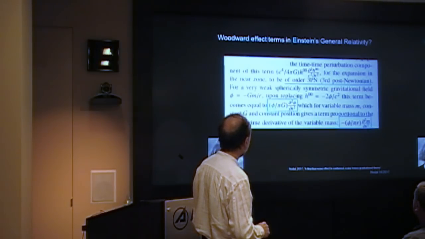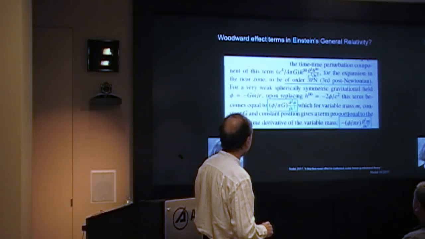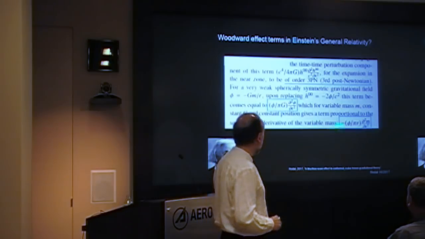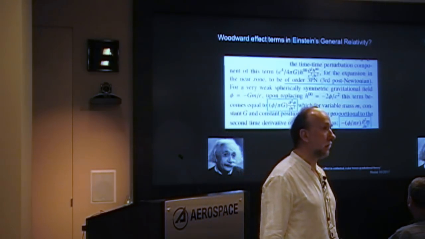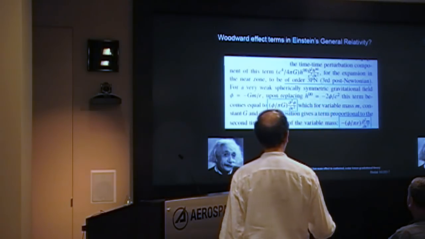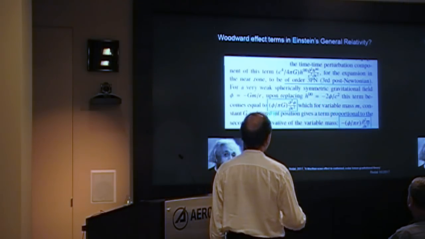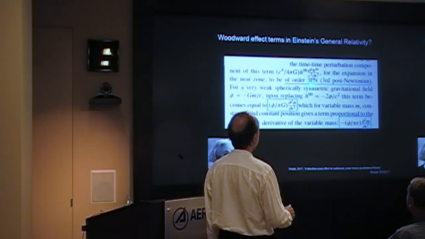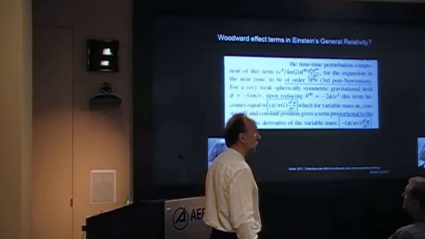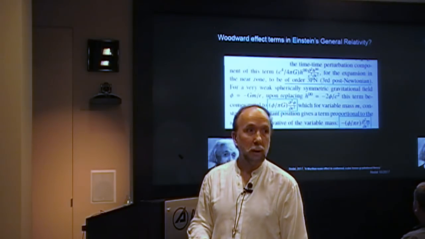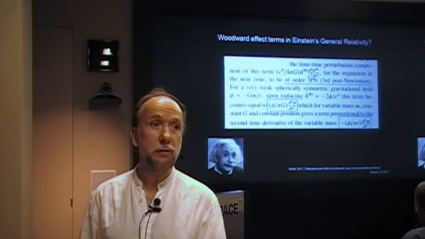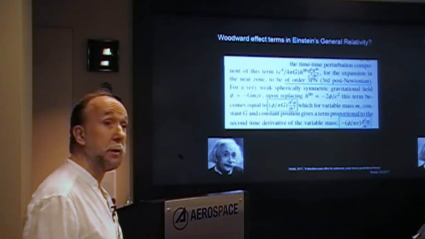not the capital phi, the local potential, times the second derivative of the local potential with respect to time. The problem is that the prefactor is not the capital G, it's the small case g, what appears there. And if you calculate this, this term is of order third post-Newtonian. You know, each post-Newtonian term goes by a factor of c squared. This is a very, very, very small term, it's 3PN.